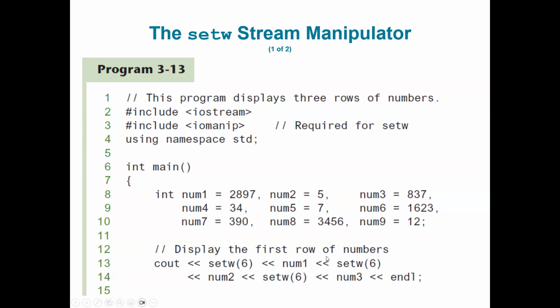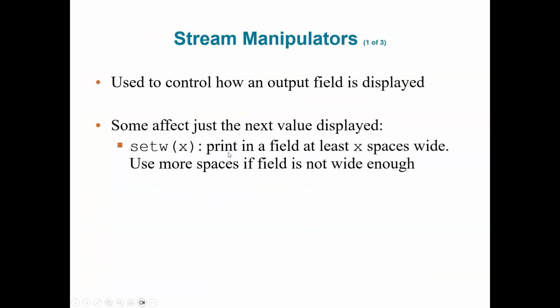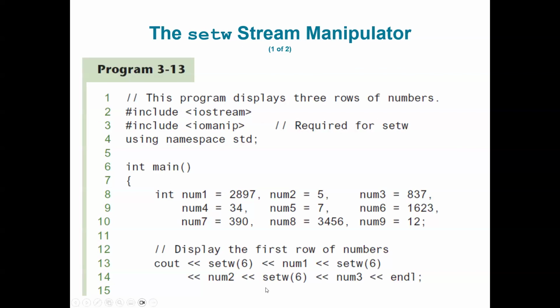Then we display the first row of numbers. What we did here first, we said setw(6), number 1, setw(6), number 2, setw(6), number 3, then we end the line. So this will be our first row. Again, as we said, setw(x) prints in a field at least x spaces wide. So if we say 6, then it will be 6 spaces. We can use more spaces if the field is not wide enough also. So here we say setw(6) again for the space between the numbers. Now we use endl to end the first line. So it's like the first row.